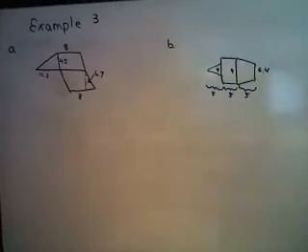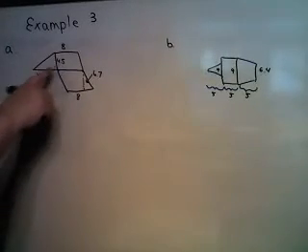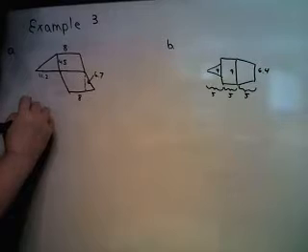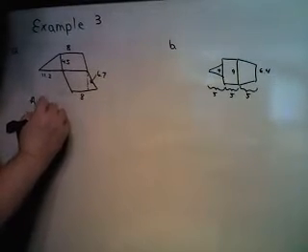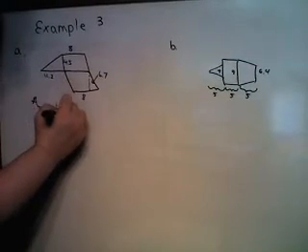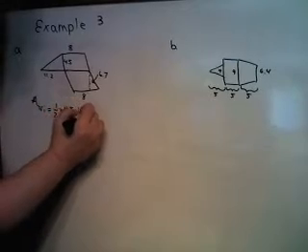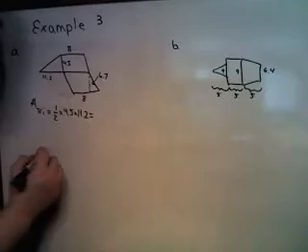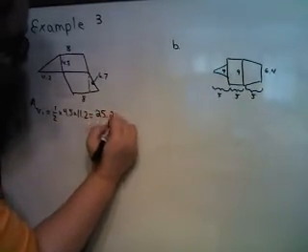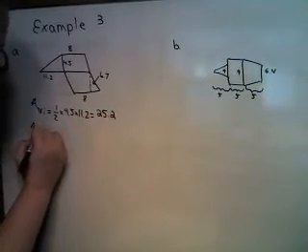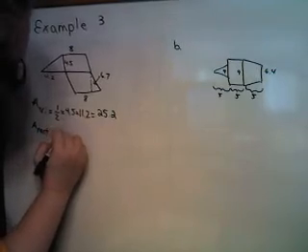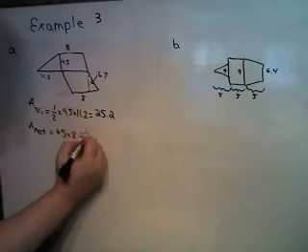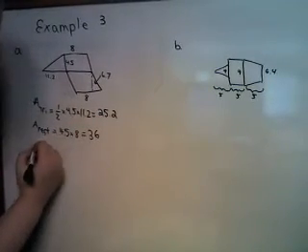Okay, example 3. In this composite figure, you see a triangle, rectangle, and parallelogram. So we'll do the area of a triangle. One half, its base is 4.5, its height is 11.2. The product of all of those is 25.2. Area of the rectangle is 4.5 times 8, and that gives us 36.